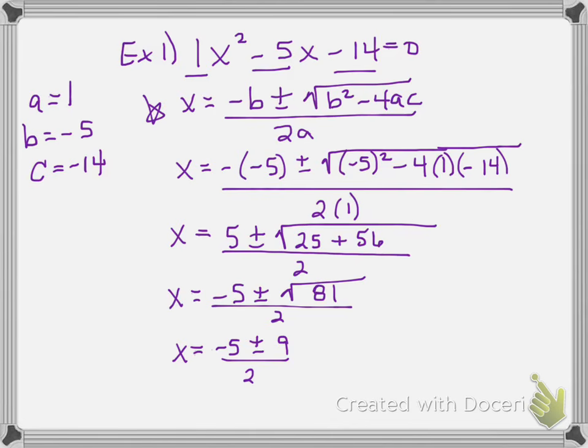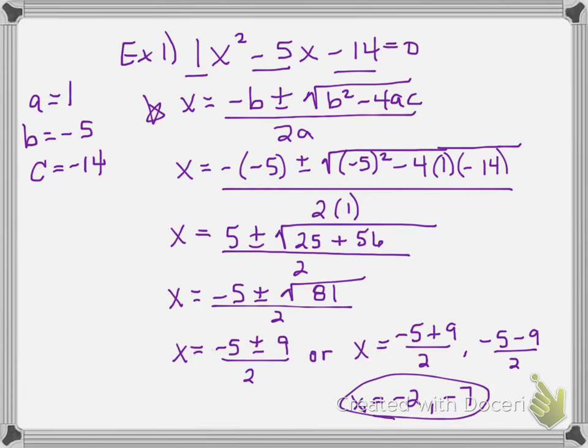Okay, so what this means is that my solution is negative 5 plus 9 over 2 and negative 5 minus 9 over 2. So I need to figure out what those are. Negative 5 plus 9 is negative 4. Negative 4 divided by 2 is negative 2. Negative 5 minus 9 is negative 14. Negative 14 divided by 2 is negative 7. So those are my two solutions.